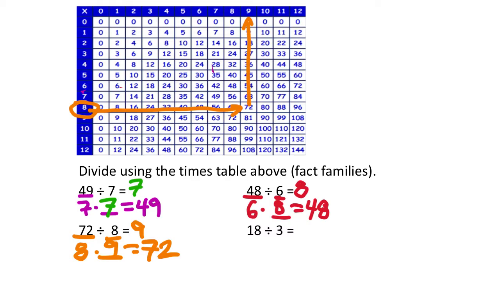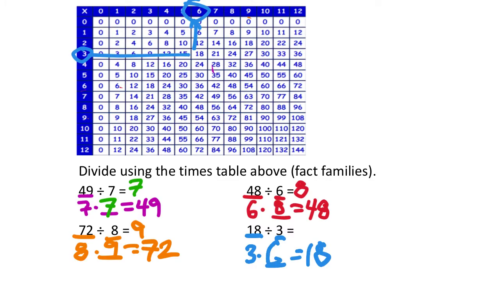So this last one, same idea. So 18 divided by 3, right? So 3 is one of the factors, so it's 3 times something equals our dividend, which was 18. So 3 times what is 18? Some of you would know this right away. If not, you can use the table. Yeah, it's 3 times 6 is 18. So 18 divided by 3 is 6.